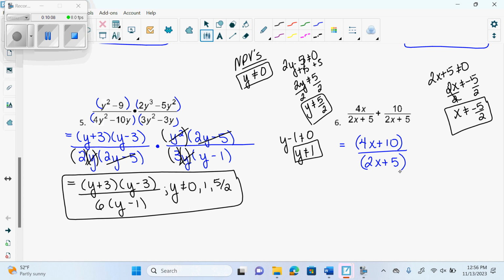No. What can I do? You can take a 2 out of the numerator, and we're left with 2x plus 5 over 2x plus 5. They cancel, and I'm left with 2. Guys, paying attention. If my denominator completely cancels, it would be 2 over 1. Do I need to write the 1? No. So I get 2, and then I'd say x can't equal negative 5 halves.